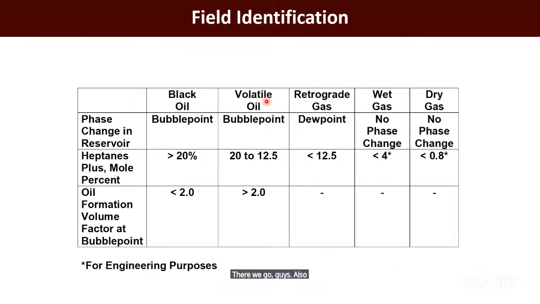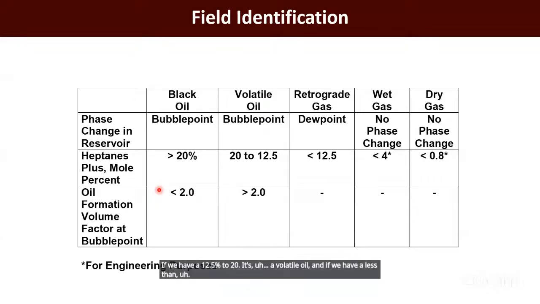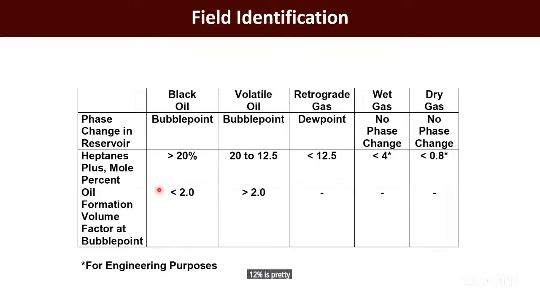Also, the C7 plus is a kind of indication. If we have more than 20%, most likely it's black oil. If we have 12.5% to 20%, it's volatile oil. And if we have less than 12%, it's retrograde. Less than 4% is wet gas. And less than 0.8% is dry gas.